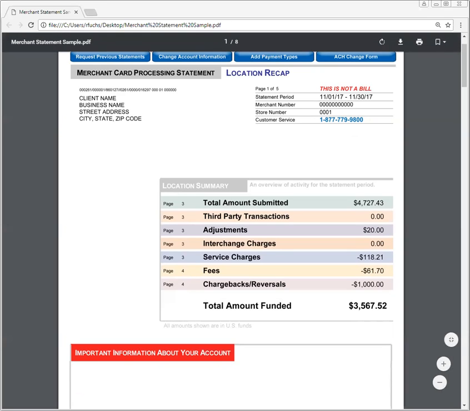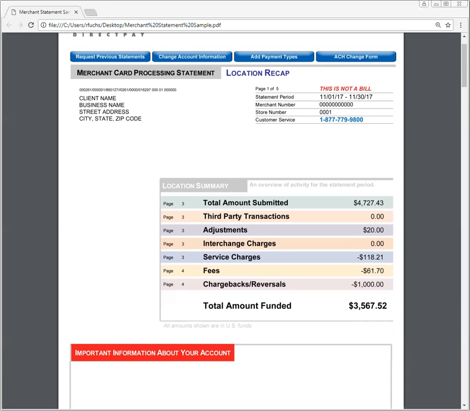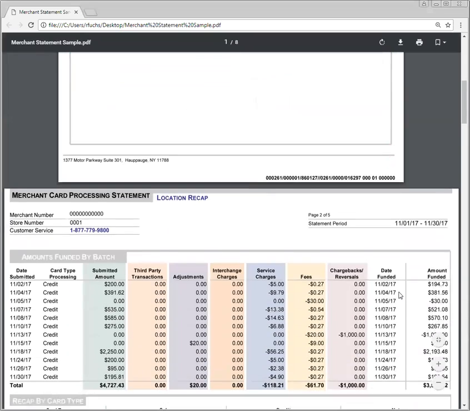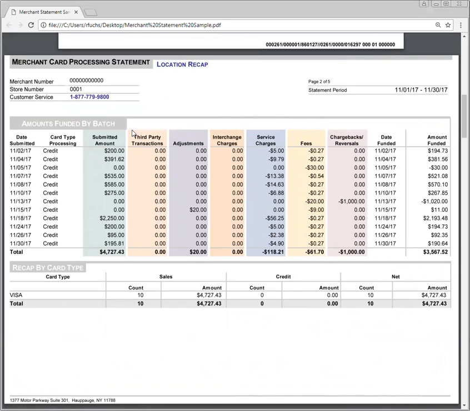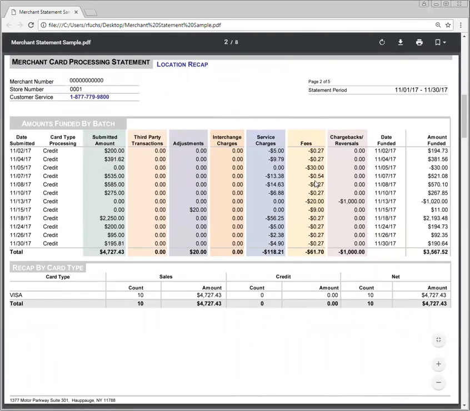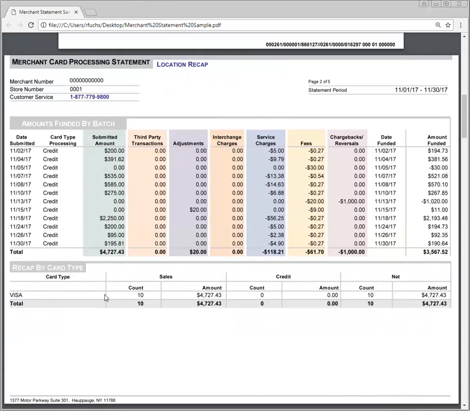That is a brief summation of the general overview for the location summary. The next pages will go into further detail for those summaries. Moving on to the next page, the next section is amounts funded by batch. This section goes into detail listing each day there was a batch submitted, along with any corresponding fees for that day. Each date is broken down into the same rows shown in the location summary, expanding further into those totals. Below there is a recap of which cards were taken in that month, along with how many of each card type and the amount charged for each type.